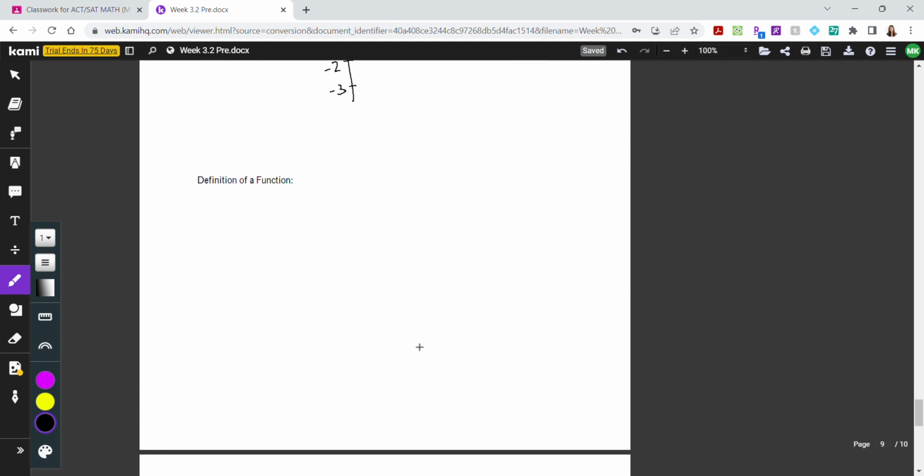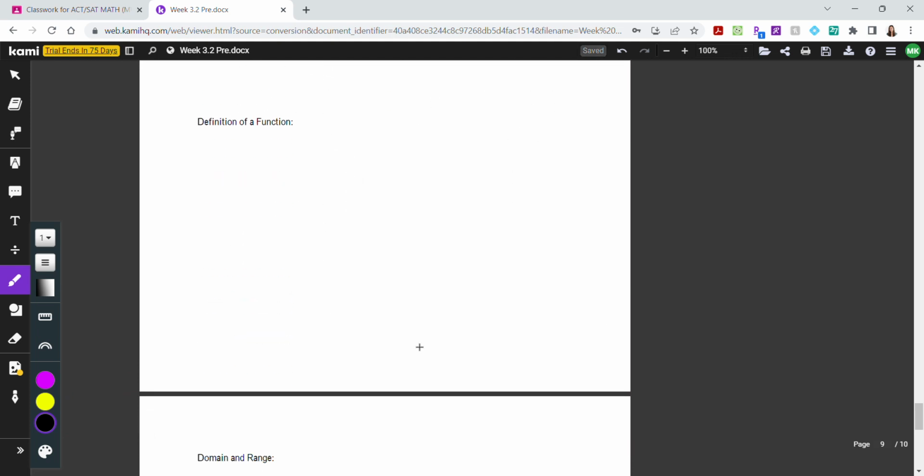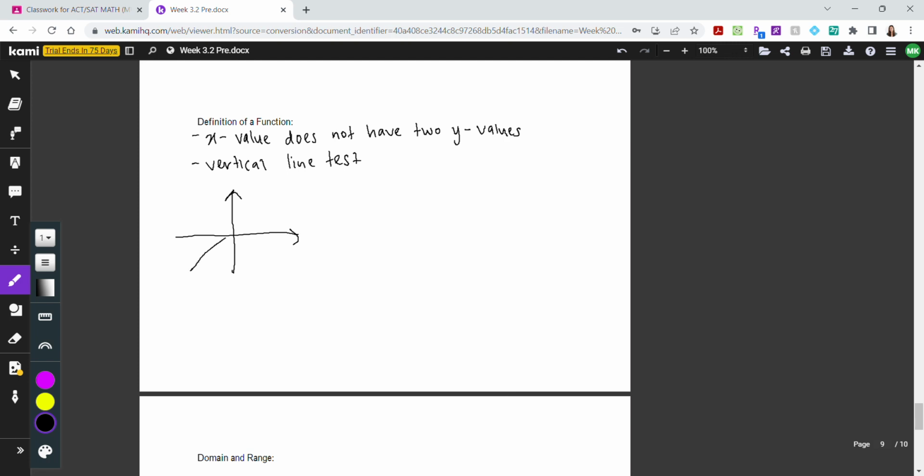All right, now definition of a function. So function, you can tell it what it is when the x value does not have two y values. And how you could do that is by using the vertical line test. Quickly write that, vertical line test. So I'm going to draw some examples real quick, and I'll explain to you why some are a function and why some others we consider them not to be a function.